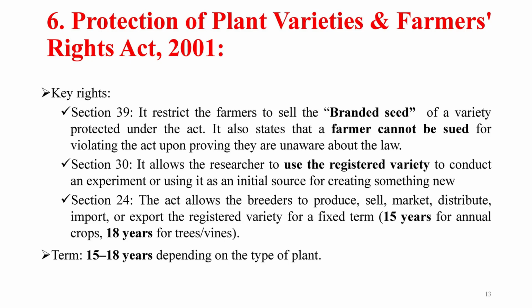Section 24: the Act allows the breeders to produce, sell, market, distribute, import, or export the registered variety for a fixed term, 15 years for annual crops, 18 years for trees or vines. Term: 15 to 18 years depending on the type of plant. This is one of the most important concepts in this chapter. Sections 39, 30, and 24 are frequently asked individually, so make sure you can match each section number to its specific right.